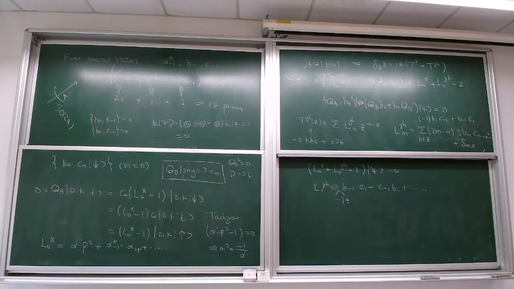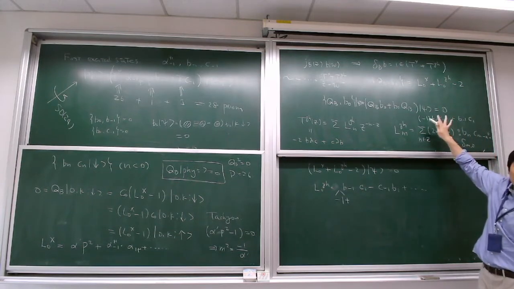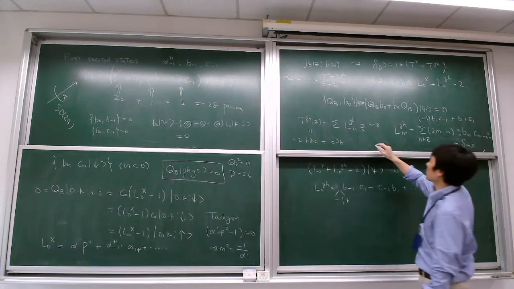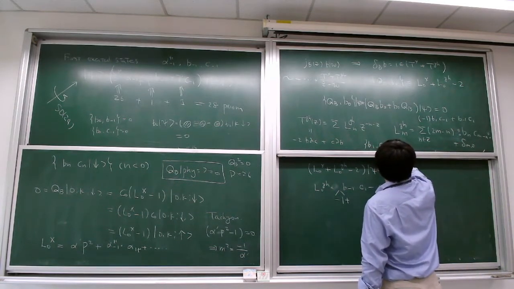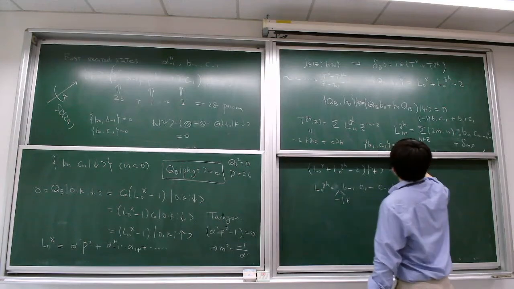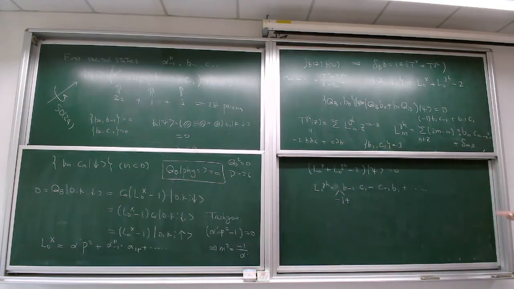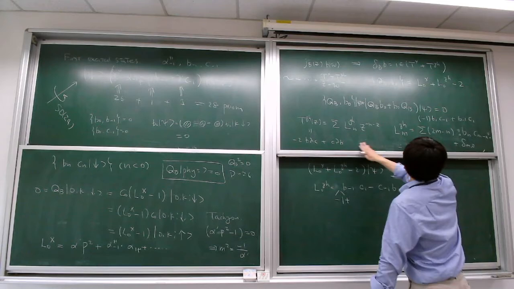Why then? Because you use the anti-commutation of b1 and c minus 1, which is 1. Oh, good, wonderful. Thank you very much. So I just use the anti-commutation relation. Thank you very much. Plus minus 1. So let's do the honest computation.